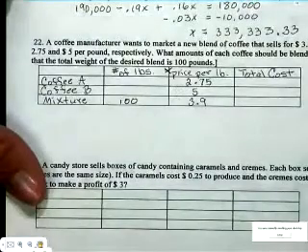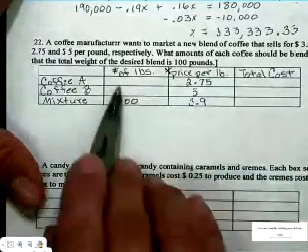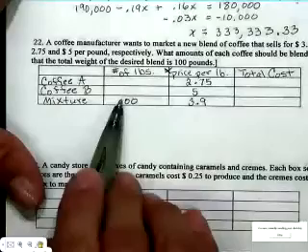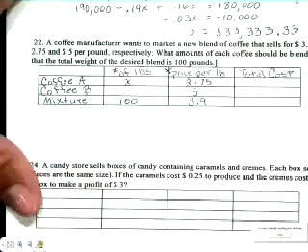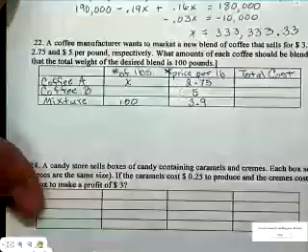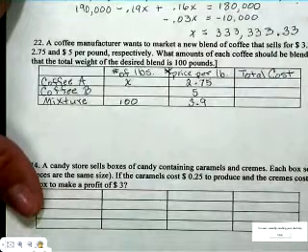The question is, how much of each should I use? So I could either have two variables, or I could say, if we let X be the number of pounds of the cheap coffee, then how many pounds will that leave of the expensive coffee? 100 minus X. Is that the same thing as X minus 100? Absolutely not.